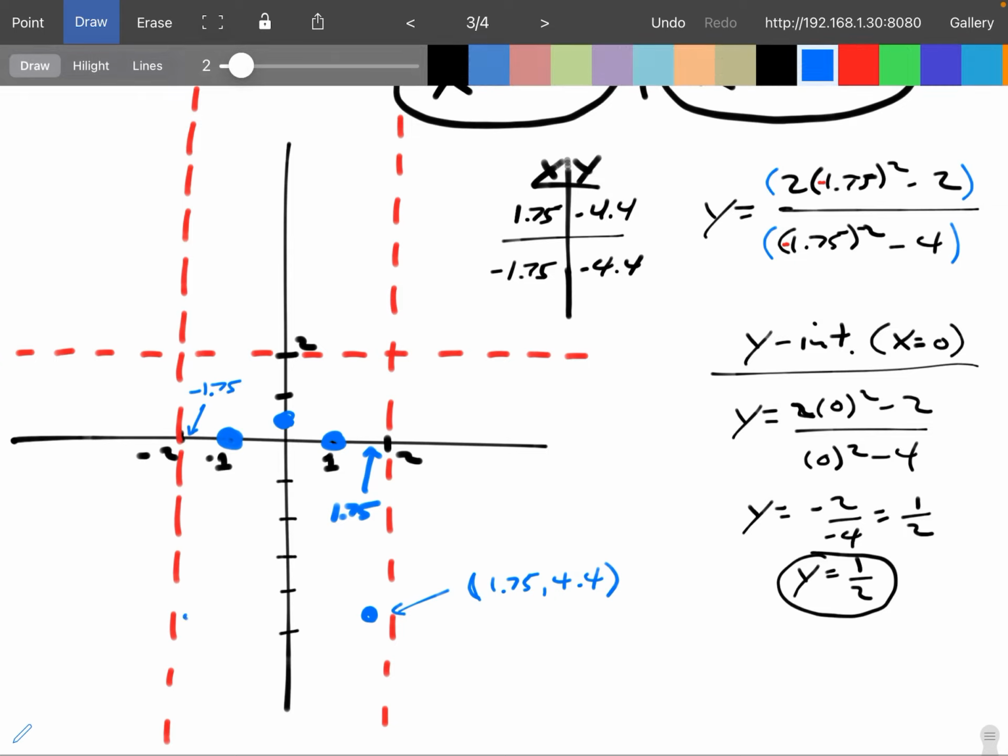All right, so let me draw that point in. So that point is going to be right there. So again, that is the point negative, or I should say 1.75 to the left. Oh, I forgot my negative sign over here. Sorry about that. When I labeled this one, this is supposed to have a negative on it, right? And then down 4.4.